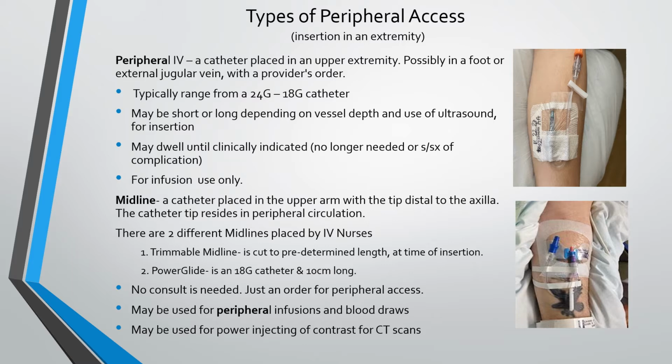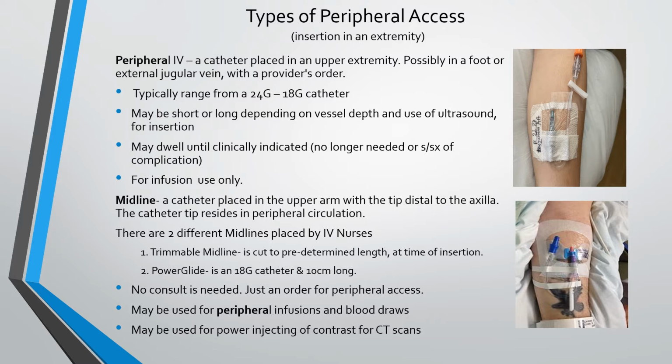The second type of peripheral access is a midline, which is a catheter placed in an upper arm with the tip distal to the axilla. The catheter tip resides in peripheral circulation. There are two different types of midline catheters placed by the IV nurses.